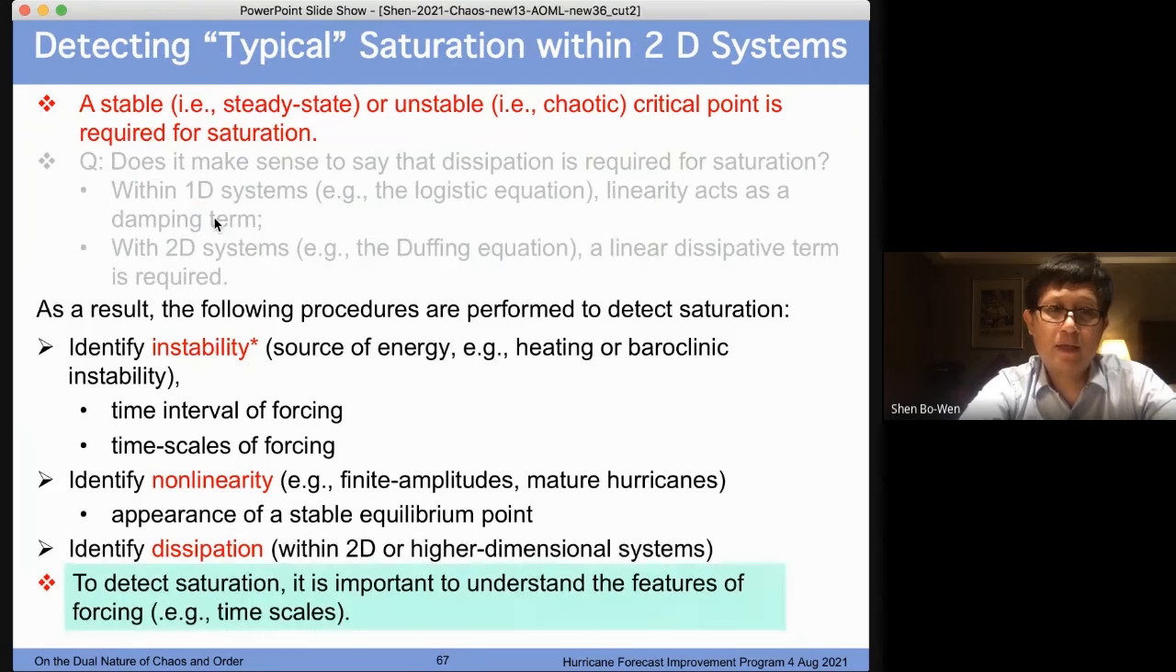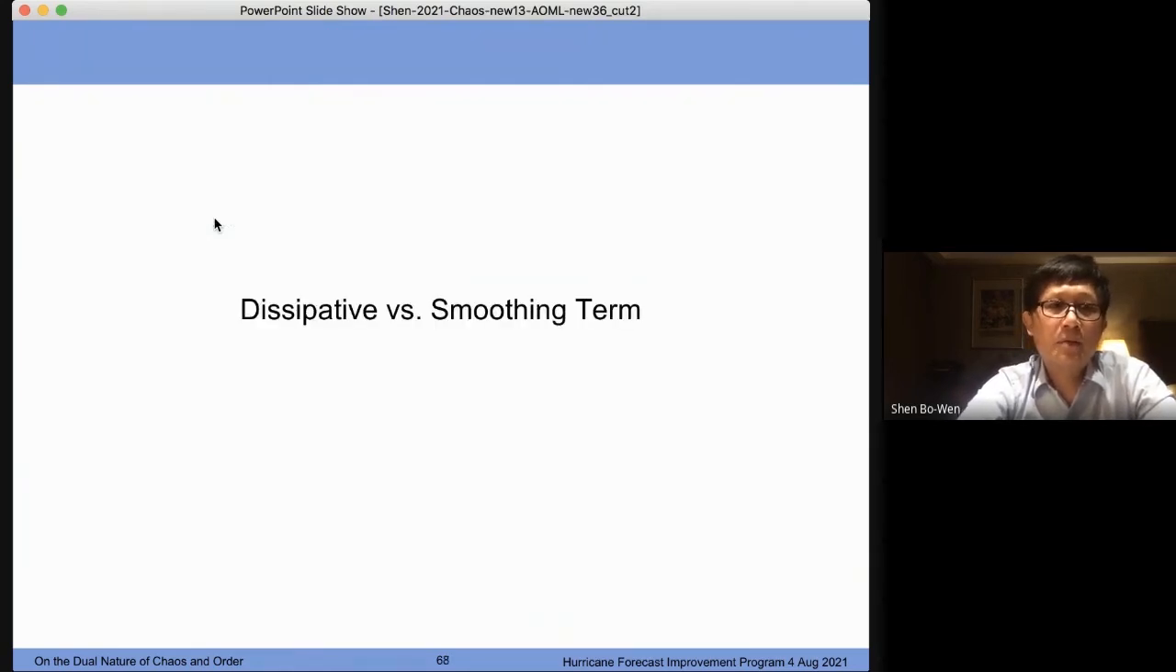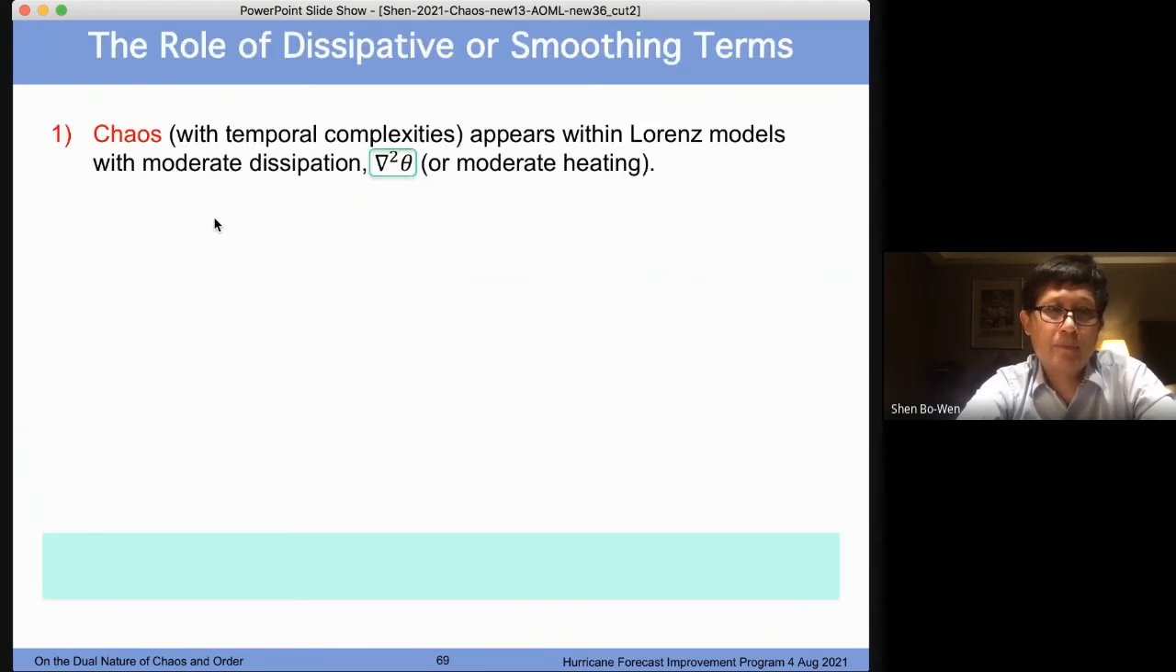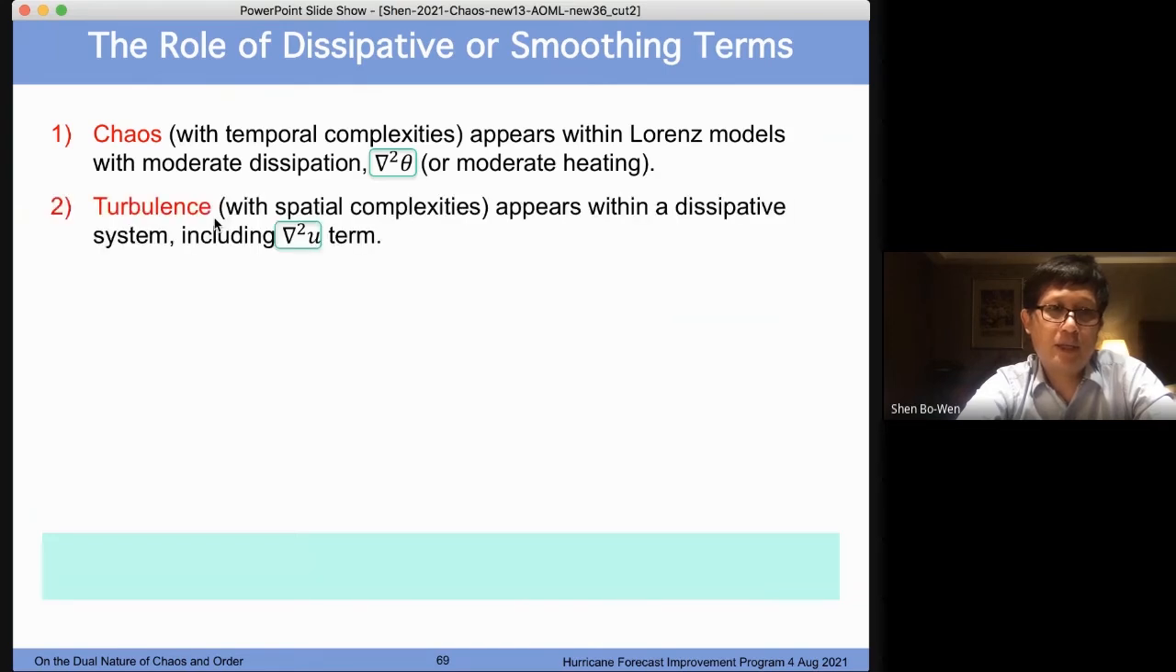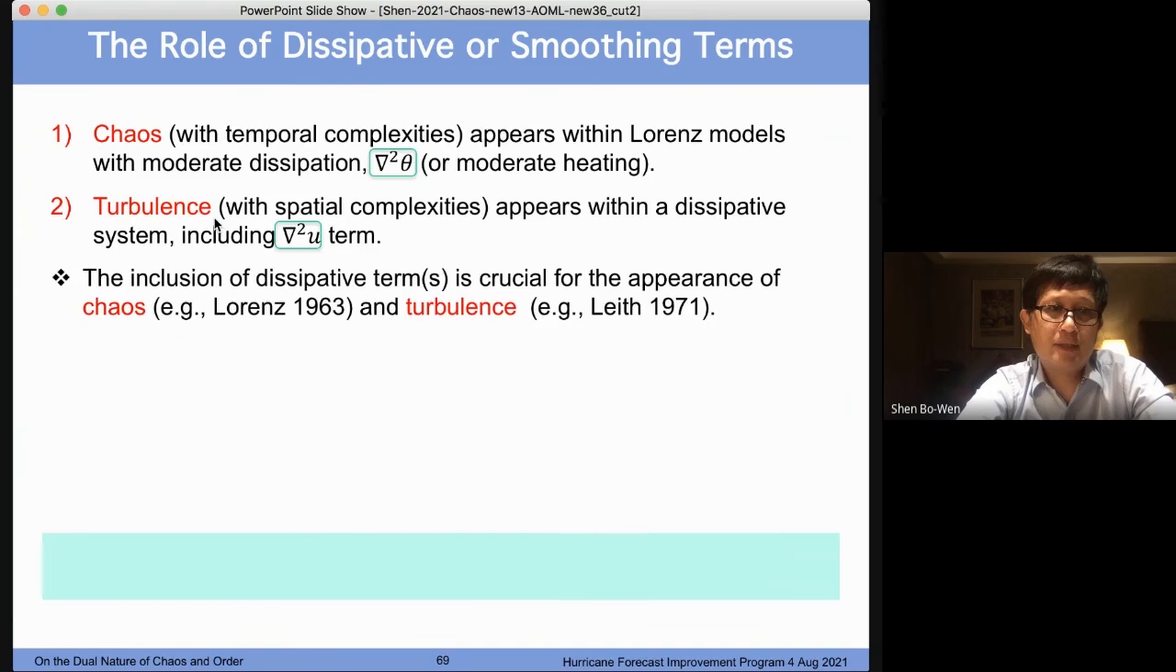For the first one, it is important to understand the features of a forcing, for example, the time scale or durations of instabilities. Below, we are going to discuss the role of dissipative and smoothing terms. Previously, I already showed that chaotic solutions appear within dissipative Lorenz models, with dissipation including Nabla square theta. By comparison, turbulence appears within dissipative systems with Nabla square U. As a result, the inclusion of a dissipative term is crucial for the appearance of chaos and turbulence.